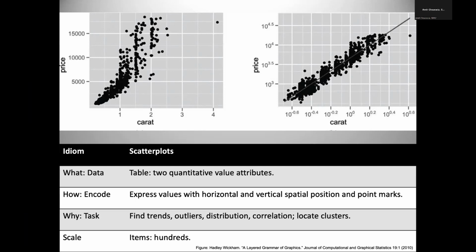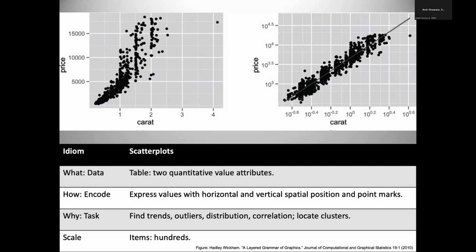One is the carat, which is essentially the size or the purity of gold, and the other is the price of gold. Both are quantitative and ordinal attributes. And then we are encoding them by expressing their values over the horizontal and vertical spatial position with a point mark type. And the idea here is, what kind of tasks can this sort of idiom help us with?